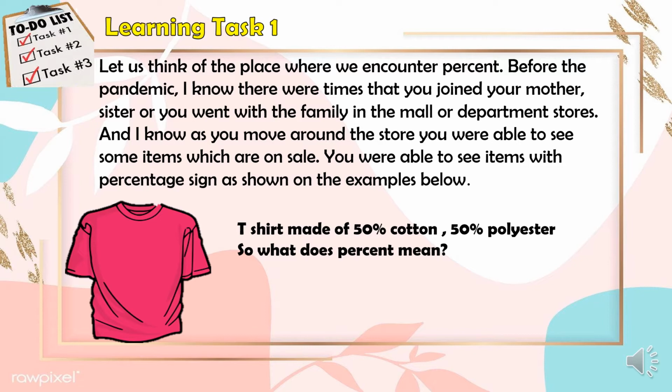So what does percent mean? So it means that the t-shirt is composed of 50% cotton and 50% polyester. So that means it is equivalent to 100%.